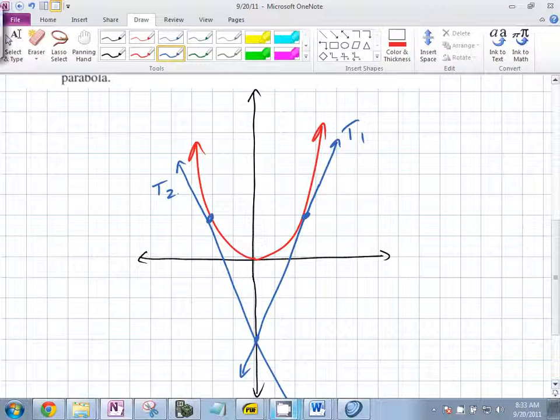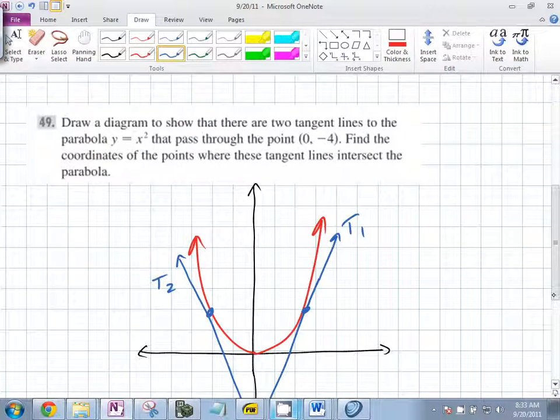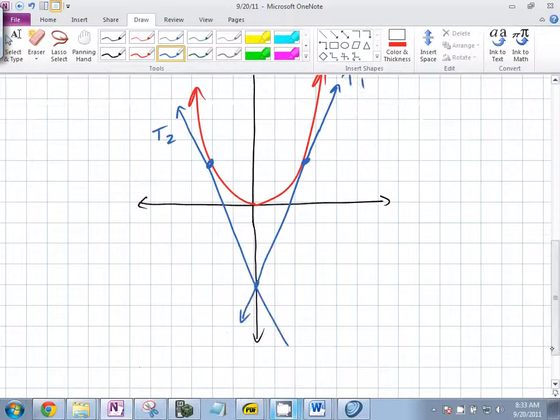Okay, so what is it asking you to find? It's asking you to find the coordinates of the points where these tangent lines intersect the parabola. So you're trying to find this coordinate and this coordinate. If you found this coordinate, what have you also found? The other one. It's an even graph, symmetric across the y-axis.